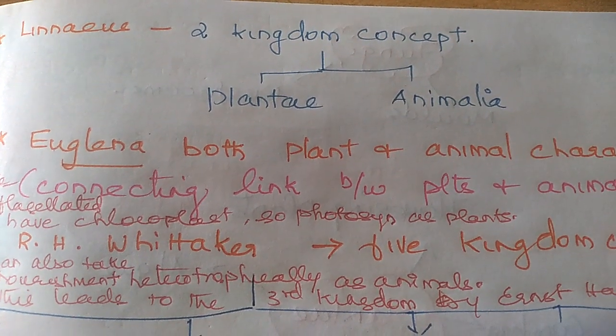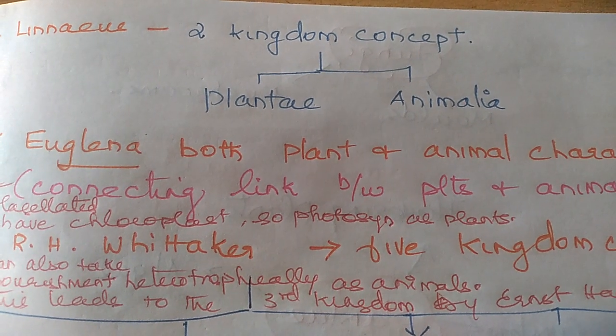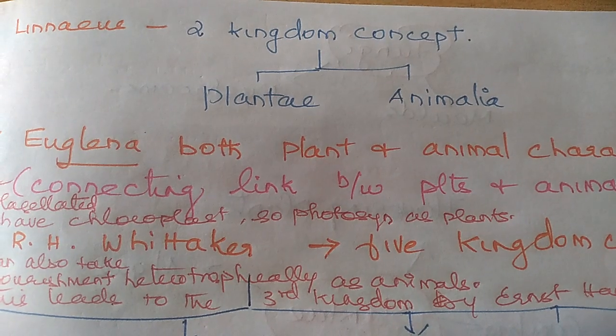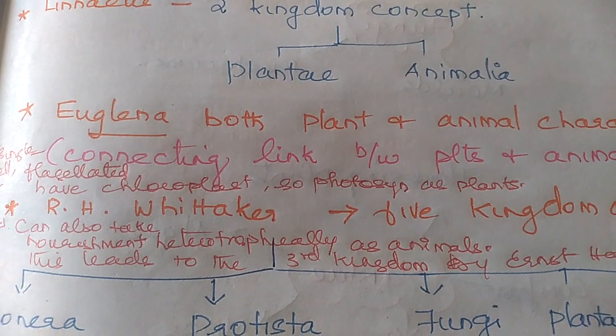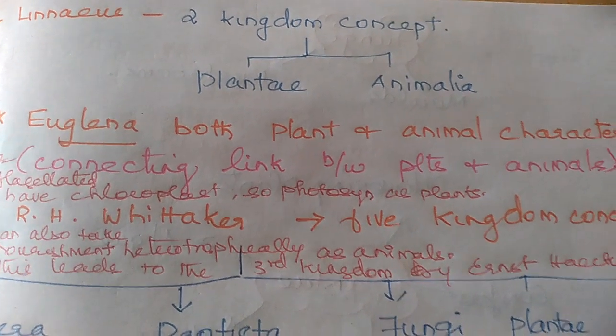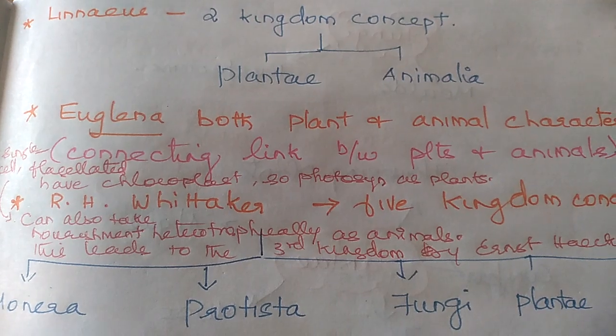Linnaeus proposed the 2 kingdom concept, namely Plantae and Animalia. So plants come under Plantae and animals come under Animalia. And there is a connecting link between plants and animals. So what is that connecting link? It is nothing but Euglena.